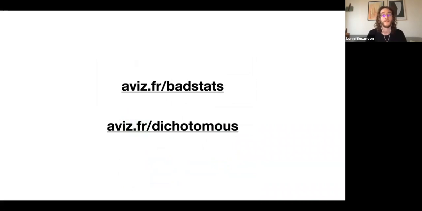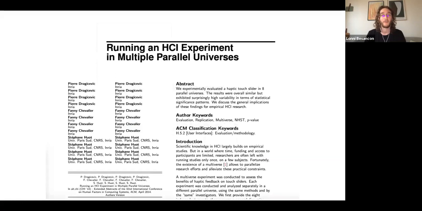These are the two sites that I mentioned, like bad stats and dichotomous inferences. Feel free to look them up. They're also in the list of references that I put on my website, so you can find them there as well. One paper that I think is very cool as a pointer to finish is this paper from my colleague Pierre, in which they wanted to show in our domain the dance of the p-value and all these things. And so they pretended they were running an experiment in multiple parallel universes and actually put the name multiple times there as if they were doing the experiment in multiple universes. I think it's a pretty cool and fun paper. Give it a read. I think it's pretty nice.